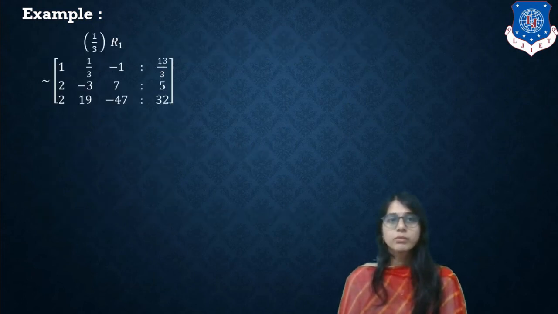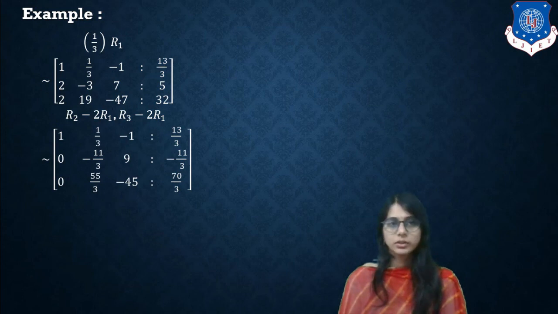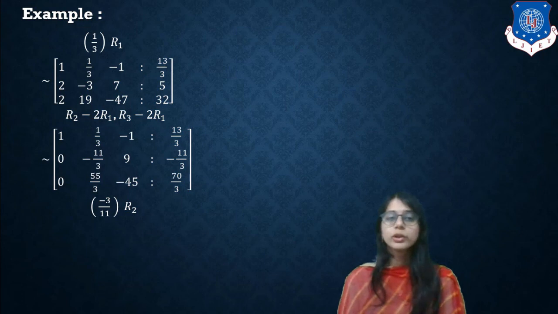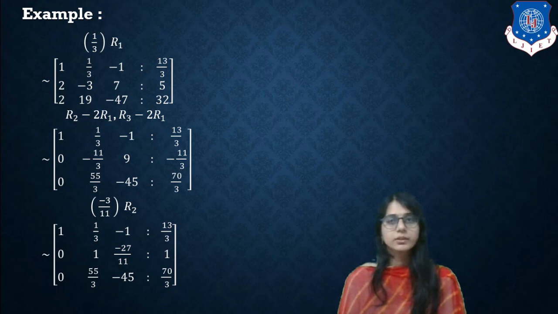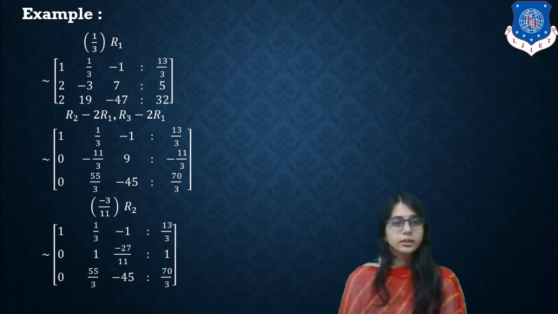We apply (1/3)R1, so we get [1, 1/3, −1, 13/3; 2, −3, 7, 5; 2, 19, −47, 32]. R2 − 2R1 and R3 − 2R1, we get this form. Then −(3/11)R2 for a leading 1 in row 2. So we get [1, 1/3, −1, 13/3; 0, 1, −27/11, 1; 0, 55/3, −45, 70/3].